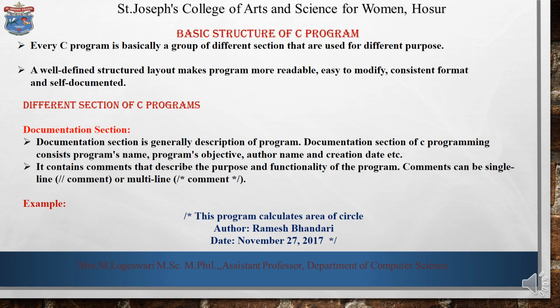In the example there are multiple lines. The first line mentions the aim of the program, the second line is the author of the program, and the third one is the date.